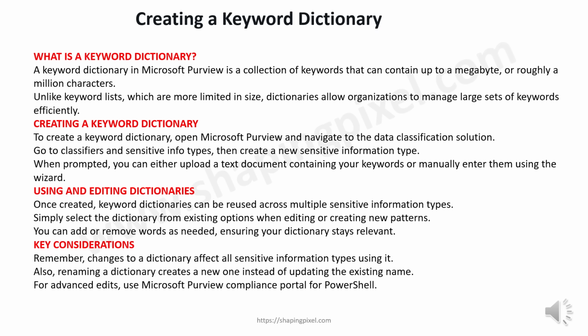To create a keyword dictionary, open Microsoft Purview and navigate to the Data Classification solution. Go to Classifiers and Sensitive Info Types, then create a new sensitive information type. When prompted, you can either upload a text document containing your keywords or manually enter them using the wizard. Once created, keyword dictionaries can be reused across multiple sensitive information types. Simply select the dictionary from existing options when editing or creating new patterns.